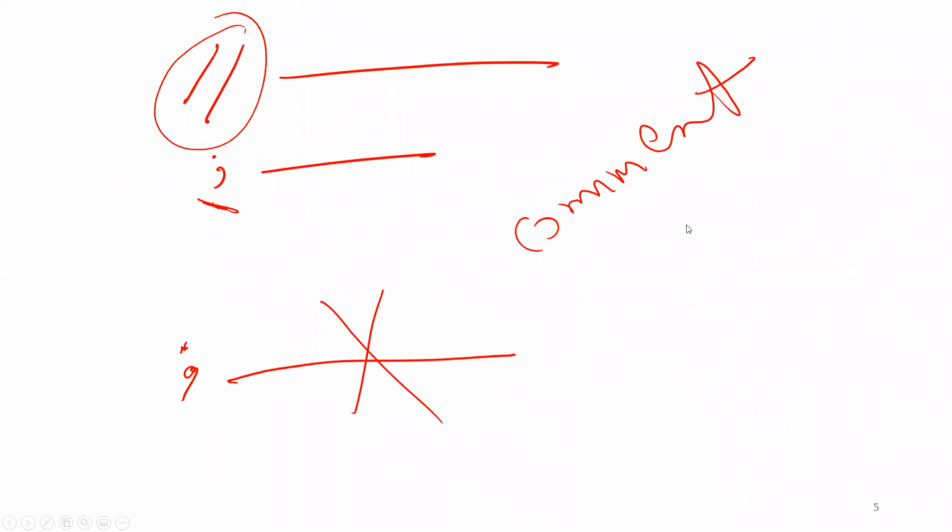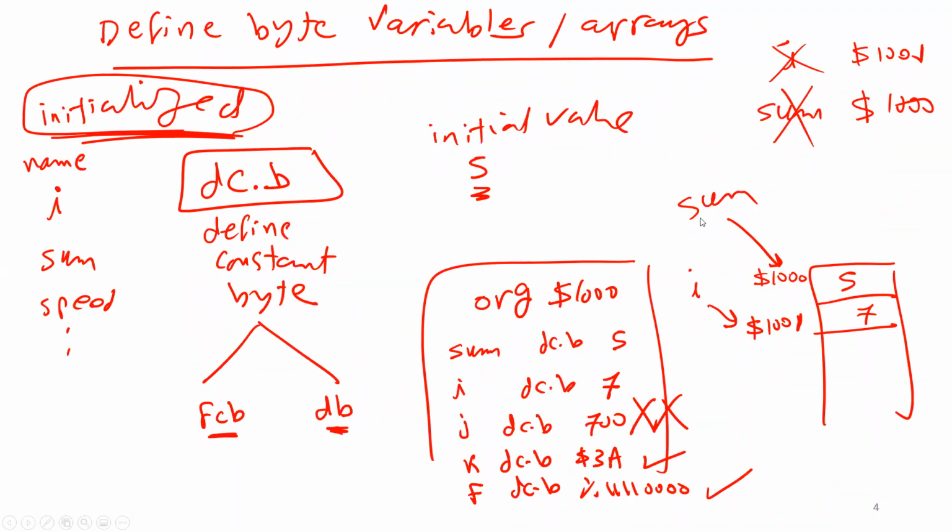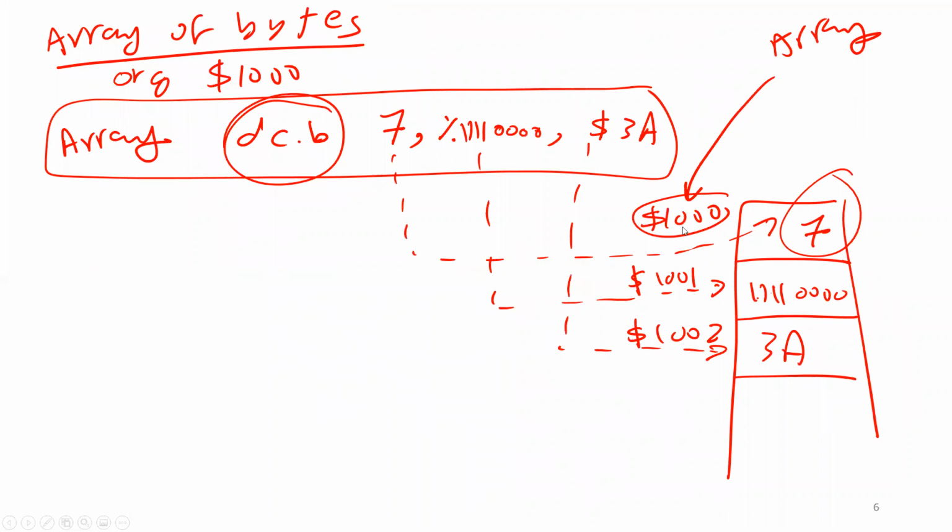Is that okay? As I said, every time you use sum, it is going to be replaced with the address. But this is an easy case because sum is only one location, so we have only one address. In the case of an array, we have 3 locations. So every time you write the word array in your code, it is going to be replaced with the beginning address, 1000. Later I'm going to explain how you can read the elements of an array and how you can write the elements of an array. Okay, guys, any question?